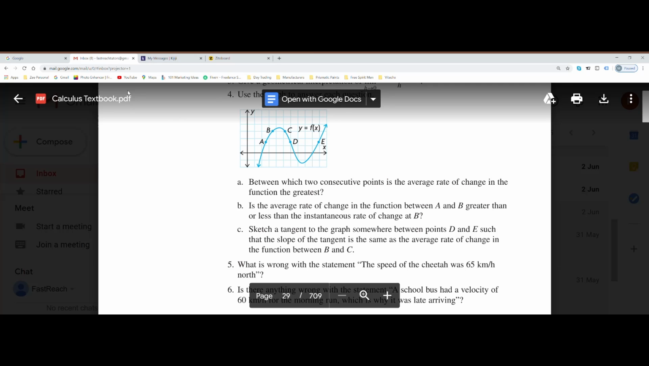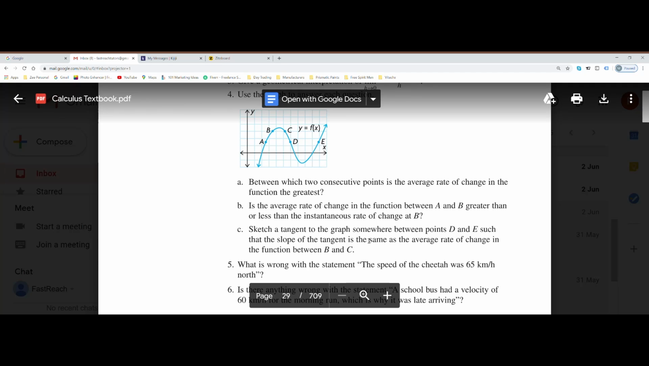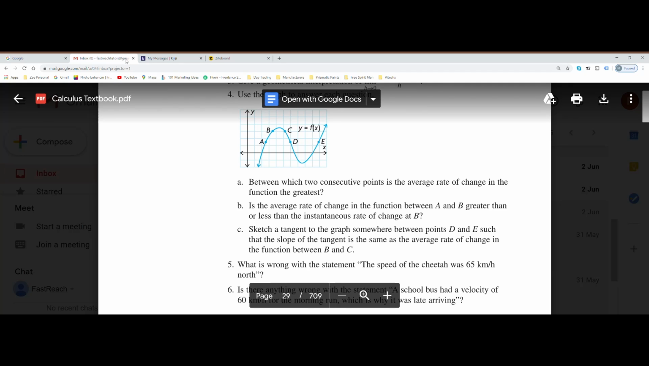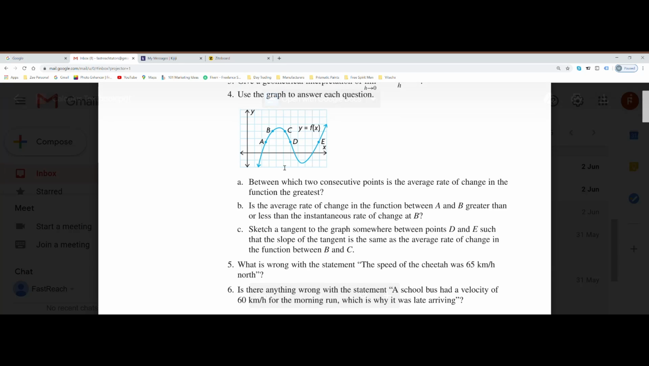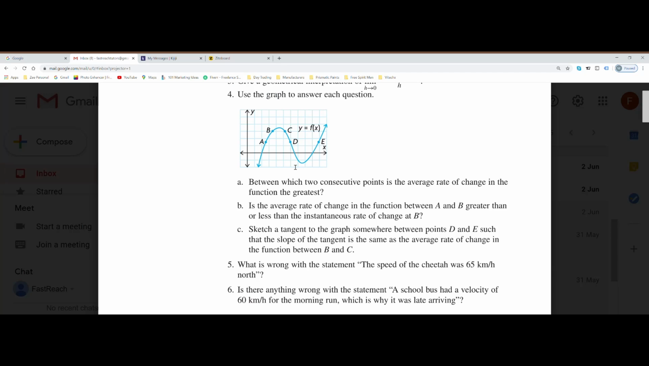Okay, and the next question. Sketch a tangent to the graph somewhere between points D and E such that the slope of the tangent is the same as the average rate of change in the function between B and C. So if you look here, B and C, we found B and C to have a slope of 0. So where on this graph would have an instantaneous slope of 0? Here, this point.